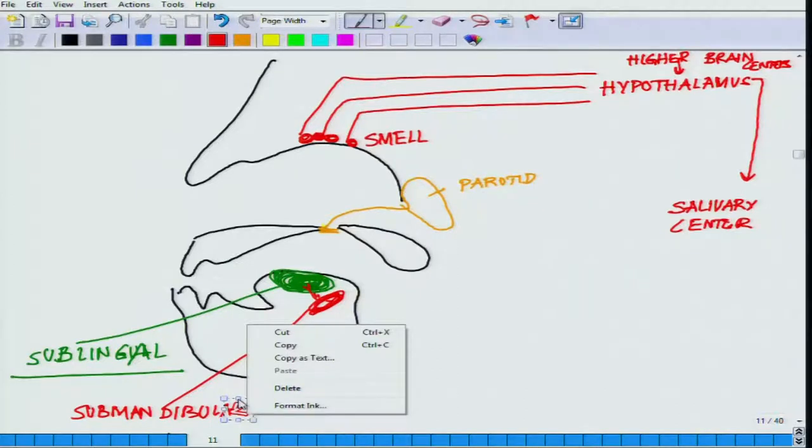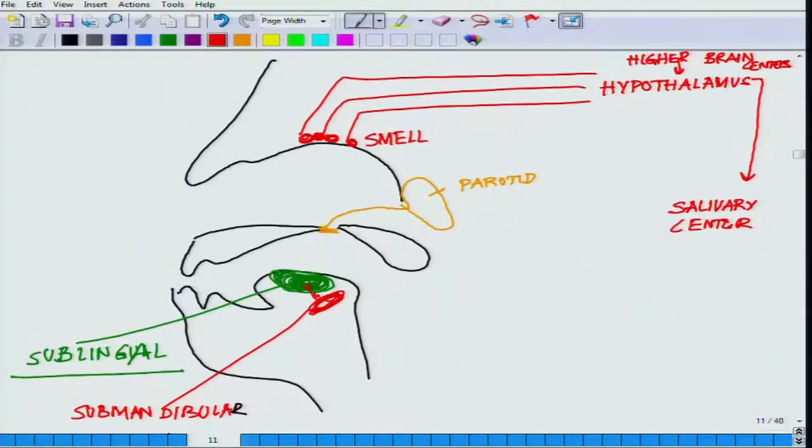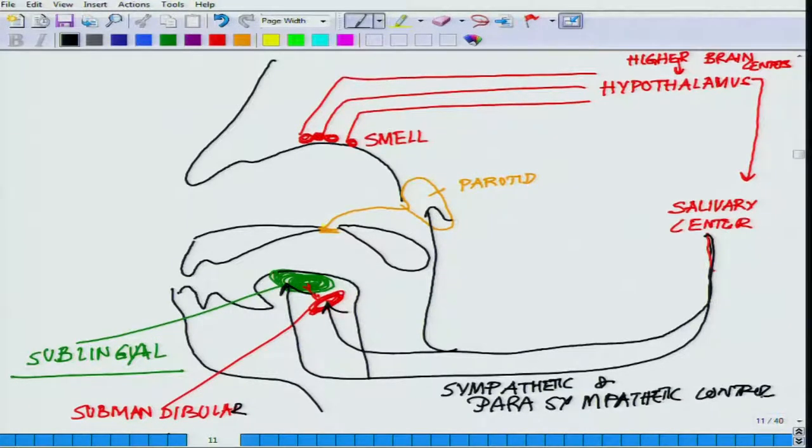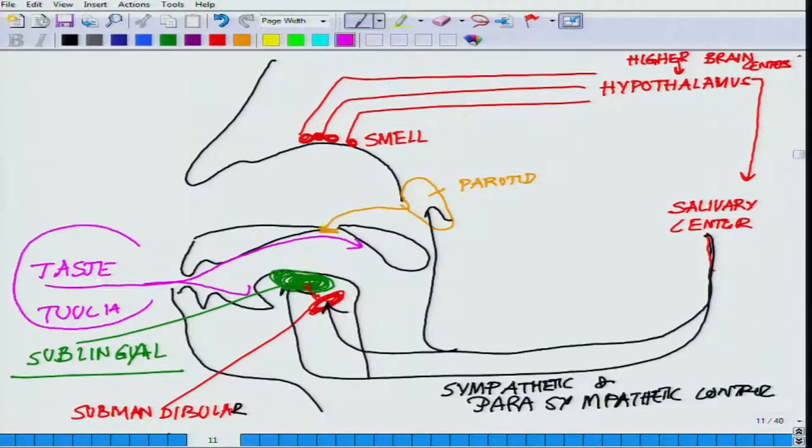So, these all are connected from the salivary centers, and they are connected by the sympathetic and parasympathetic control. This is where all these controls are taking place. Apart from it, there is another set of controllers, whose receptors are all over the place. Those are the taste and touch, and they are all connected with the higher centers of the brain.